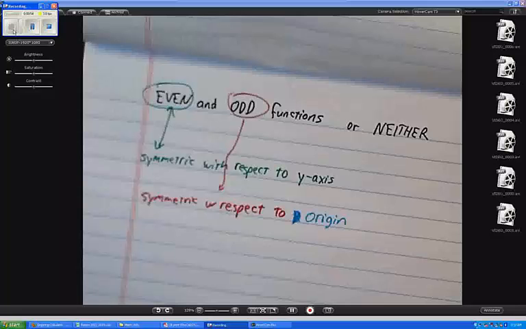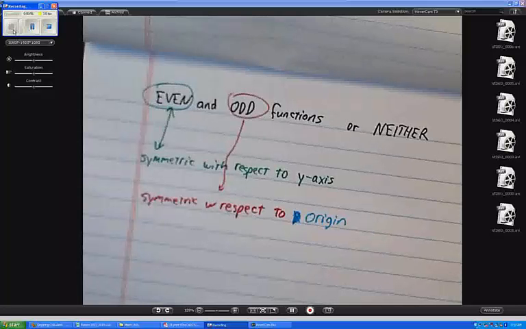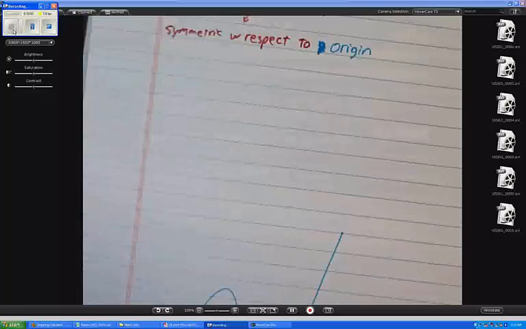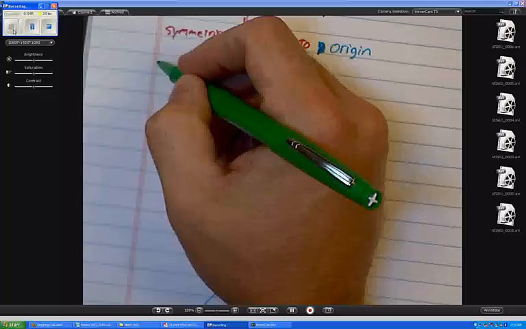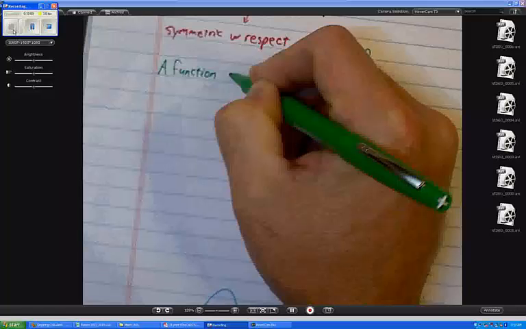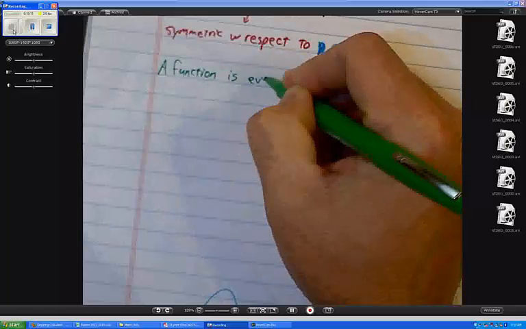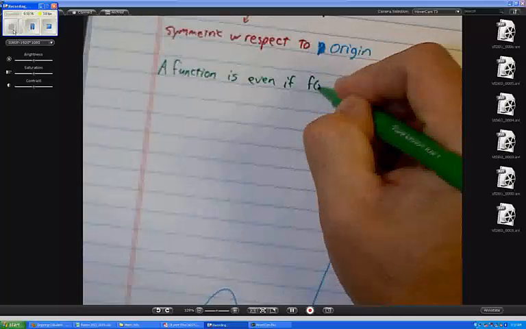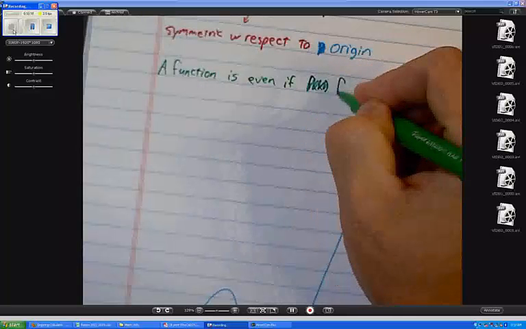So in order to do that, let me give you one more definition of even. Okay? So here's what I'm going to say. I'm going to say a function is even if f of x, no, let me say it this way. F of negative x equals f of x.